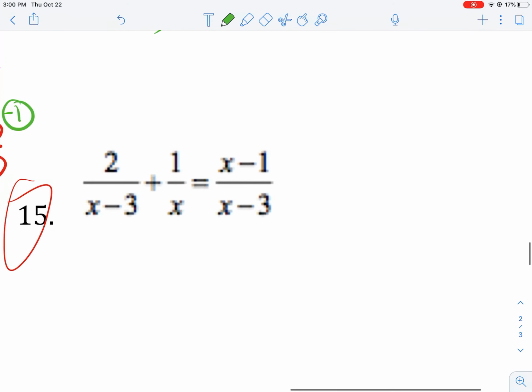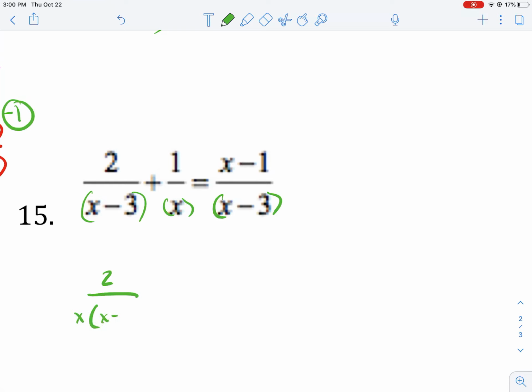So here we have a rational equation, which means in order to solve this, we need to have common denominators in all three terms. I like this x minus 3, and I like this x. The common denominator we would have to use here would be x and x minus 3, which means I'm going to multiply this side by an x. Over here, I'm going to multiply this side by x minus 3.